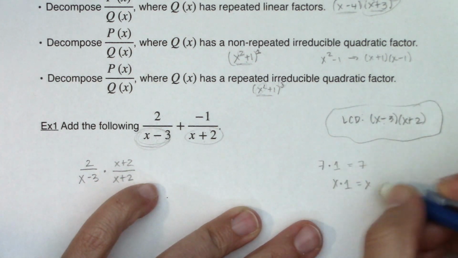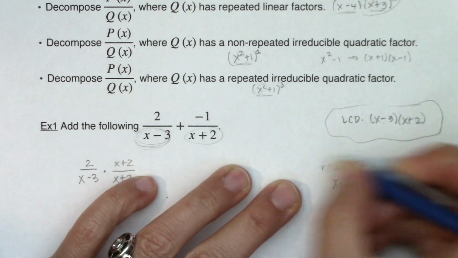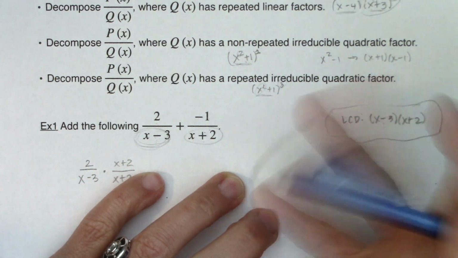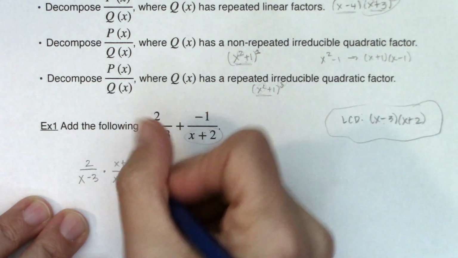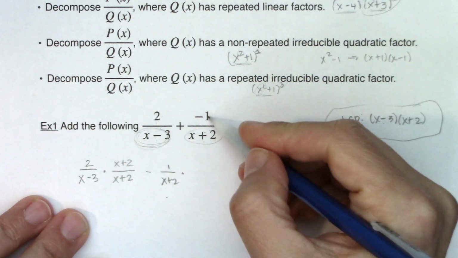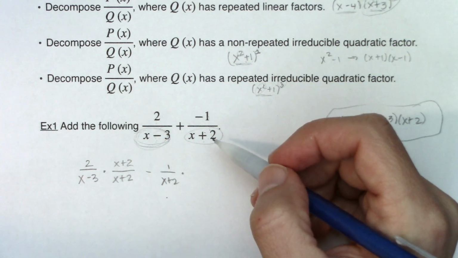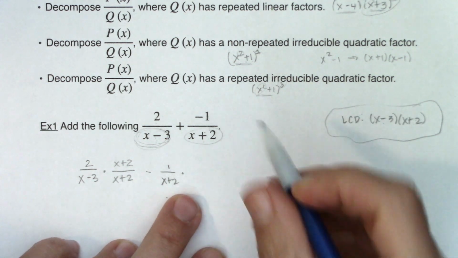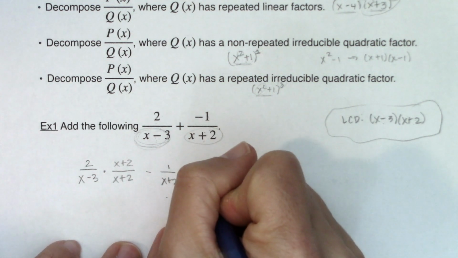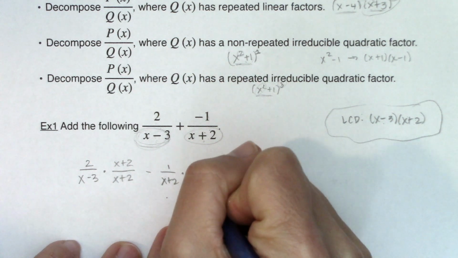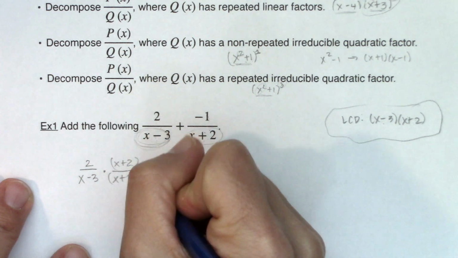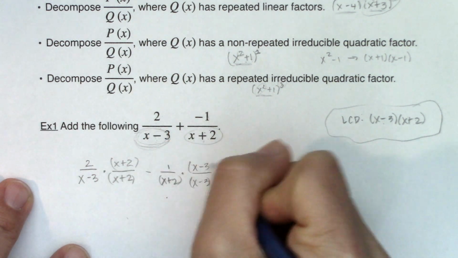Just so I can continue on with the problem, I'm going to erase my little scratch work here. If I take a look at that second fraction, the negative 1 over x plus 2, which I'm just going to write with the minus sign, so I have 1 over x plus 2, I'm going to multiply this fraction by 1. It's going to be a different looking fraction of 1. If I look at this denominator compared to my LCD, I'm missing the x minus 3, so I'm going to multiply this by x minus 3 over x minus 3. And keep in mind, all of these binomials are protected with parentheses.